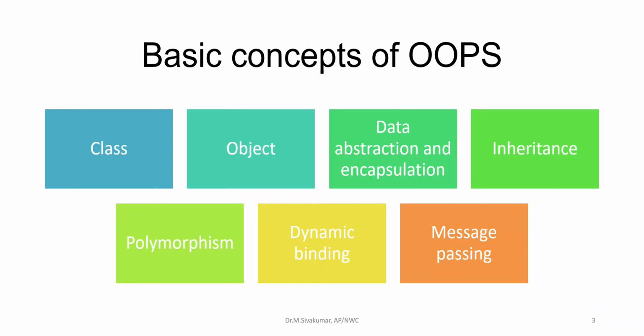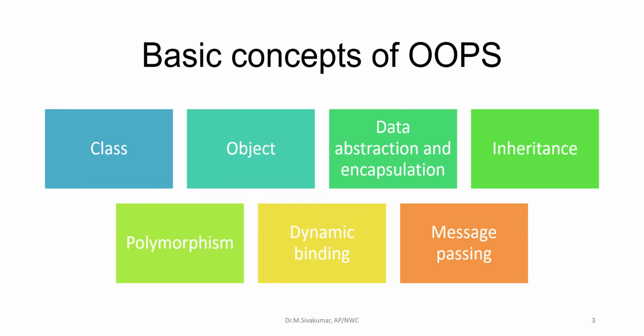Now, let us look at the basic concepts of object-oriented programming. This slide lists the major concepts: class, object, data abstraction, encapsulation, inheritance, polymorphism, dynamic binding, and message passing. These concepts together make OOP powerful compared to procedural programming. In procedural programming, we focus mainly on functions and flow, but in OOP, we focus on entities and their behavior.